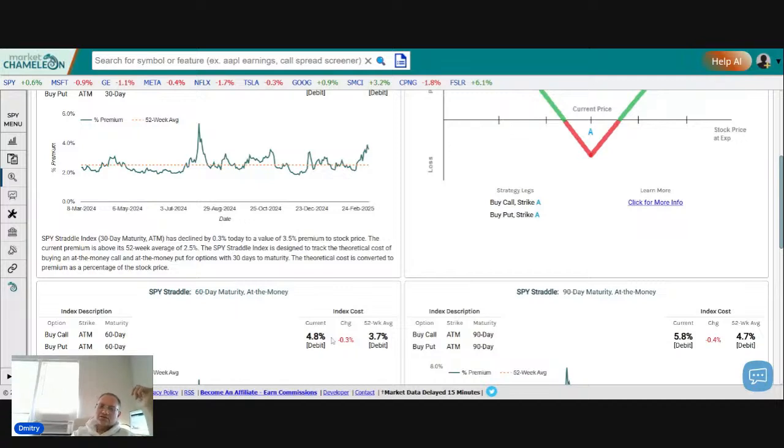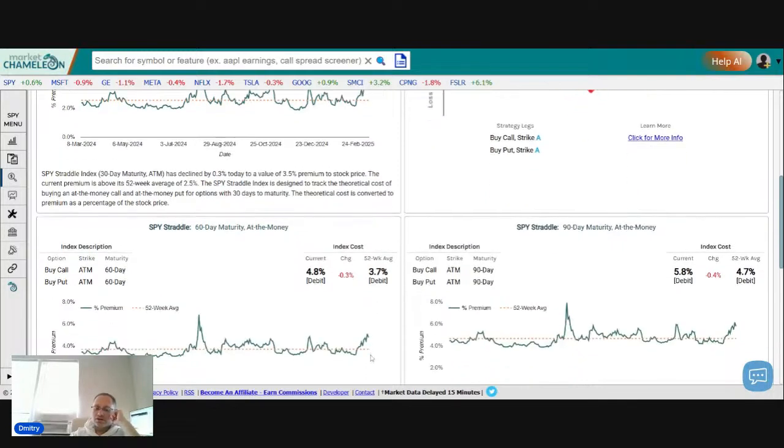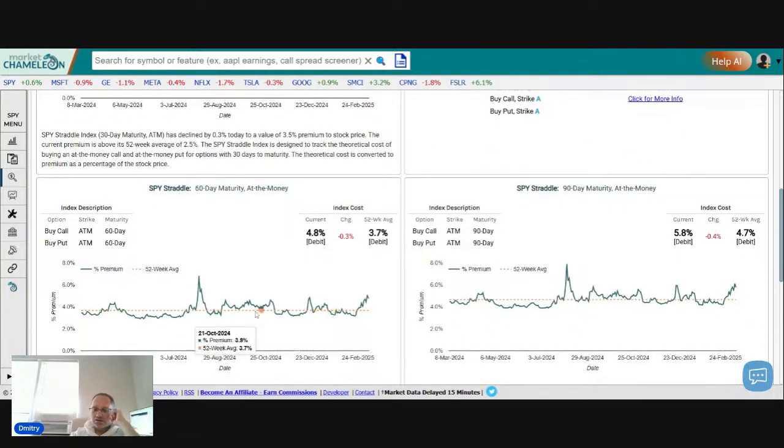So here we see how far are we away from its 52-week average, the 60-day? Well, the 60-day is 1.2% above its 52-week average. So if we looked at history, we're above it, right? Typically, you're looking at 3.7. Now we're at 4.8. That's 1.1% more than this dotted line, the average.